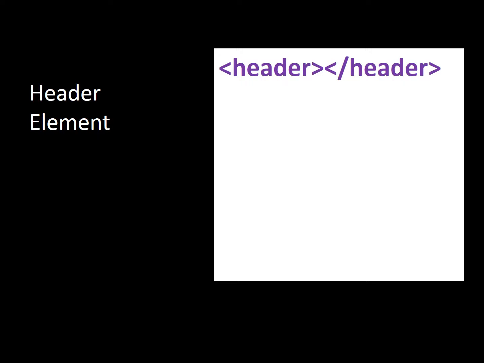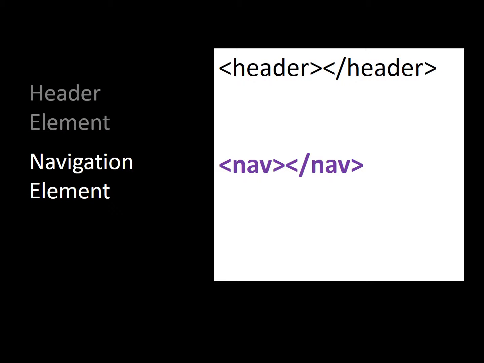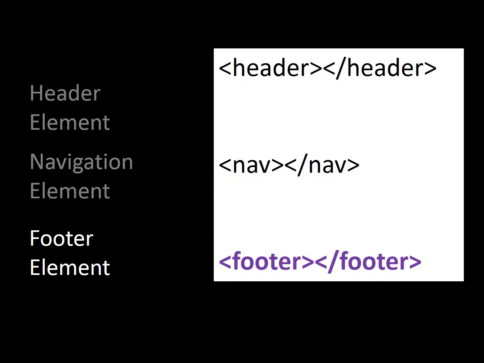Semantic elements are elements that clearly describe their meaning to both the browser and the developer. The header element is a semantic element. It contains header information about the web page. The navigation element is also a semantic element. Nav stands for navigation. This element contains information about the website navigation. One final example is the footer element, which contains information about the page footer. As you can tell, the names of these elements are descriptive about the content they contain.